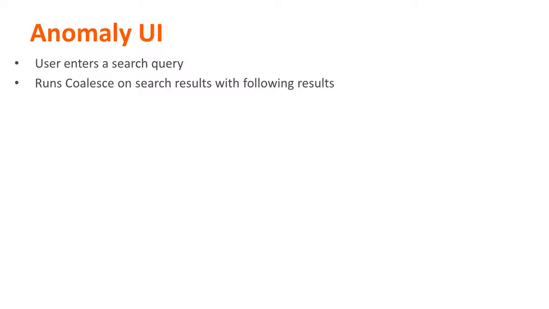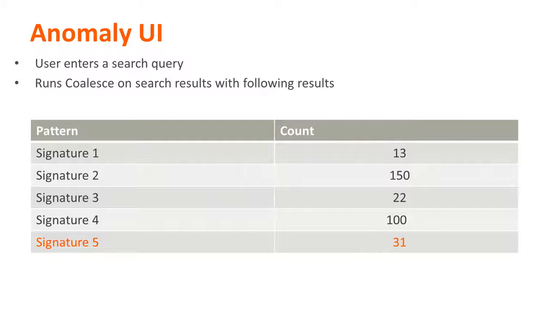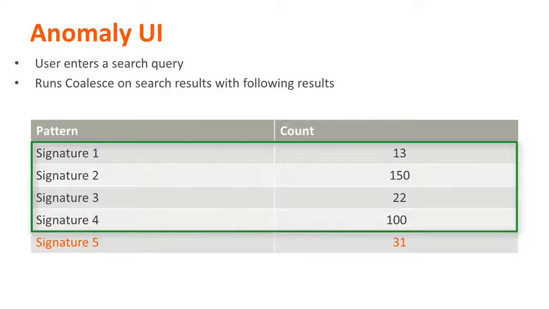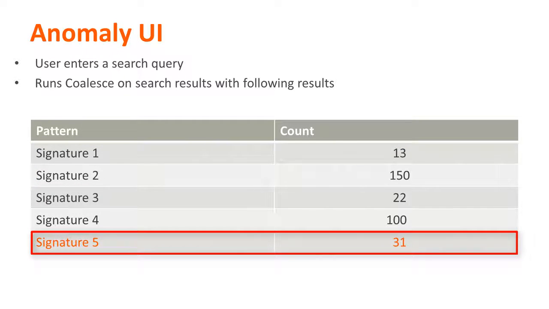Let's consider an example where a user enters a search query and runs the coalesce feature to group similar signatures. The anomaly feature is an extension which can help you to analyze whether these grouped signatures are anomalous or not. This takes into account the historical data that we have baselined to come to a conclusion. In this data set, we see 5 different signatures and their respective counts. When we compare this with baseline data, signature 1 to 4 have been already seen before, whereas signature 5 is a totally new signature that was never seen before in the baseline.